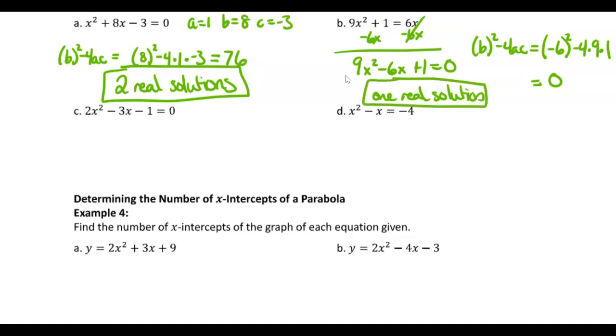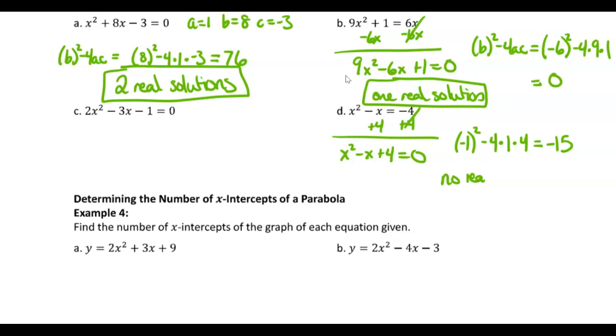All right, let's skip down and do D real quick. We also need to move this into standard form. So I'm going to add the 4 because it must be equal to 0. So I have x squared minus x plus 4 equals 0. Now do our discriminant. It was b is -1 squared minus 4, a is 1, c is 4. We plug that into a calculator and we get -15. When the discriminant is negative, think of square rooting a negative. It gives us no real solutions, so therefore it has no x-intercepts.